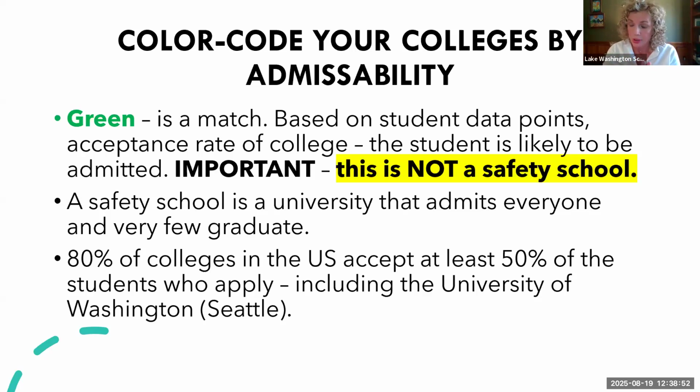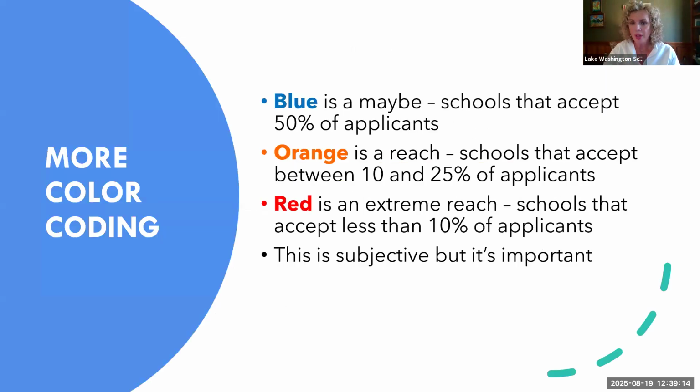I define a safety school as a school that accepts everybody and no one ever graduates. Okay, and I will not give you any examples, but just know that's how I define it. And 80% of colleges in the United States accept at least half the students who apply. All right, so there's a lot of wonderful schools out there. Then I color code. The next ones are my maybes. I use the color blue. Again, use whatever color you want. But this means that about 50% of students are admitted.